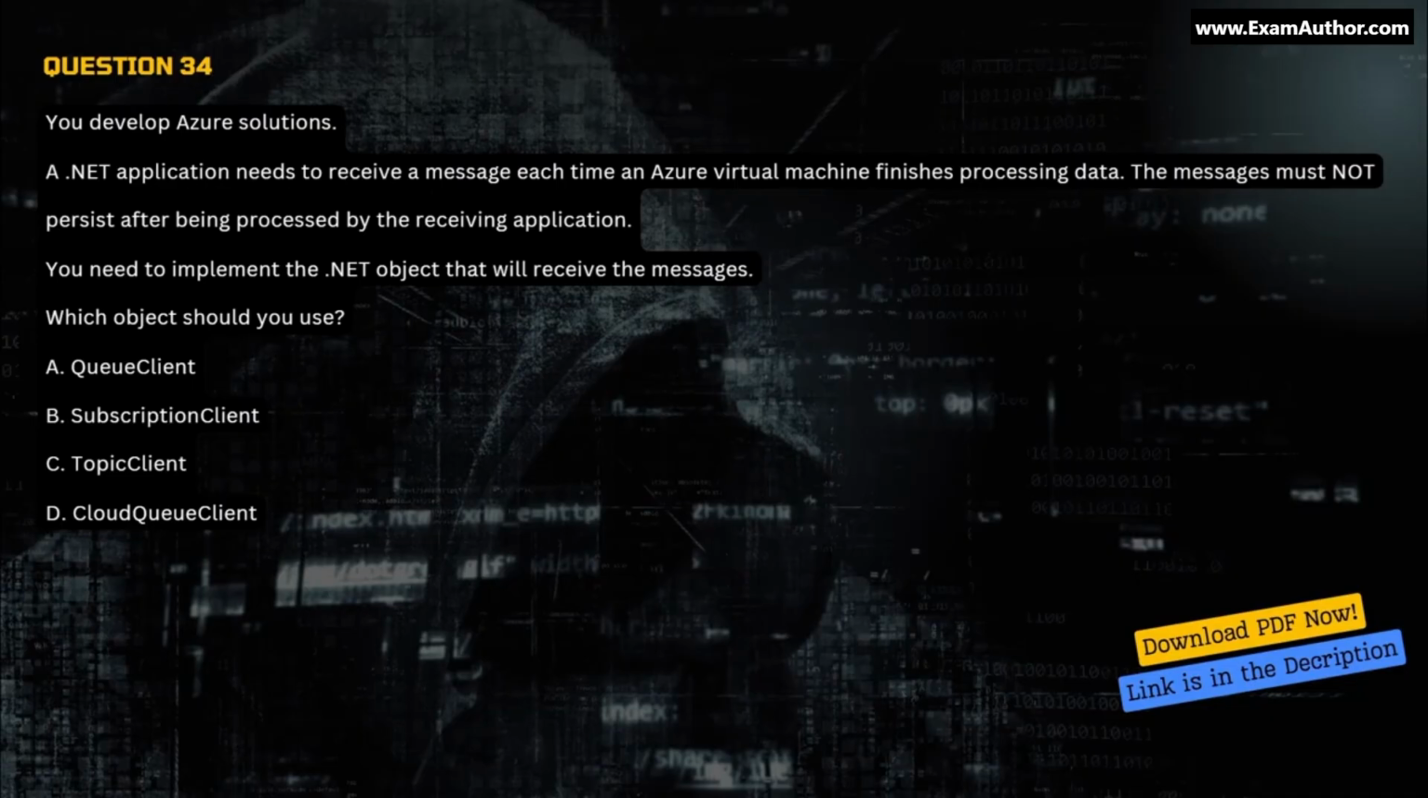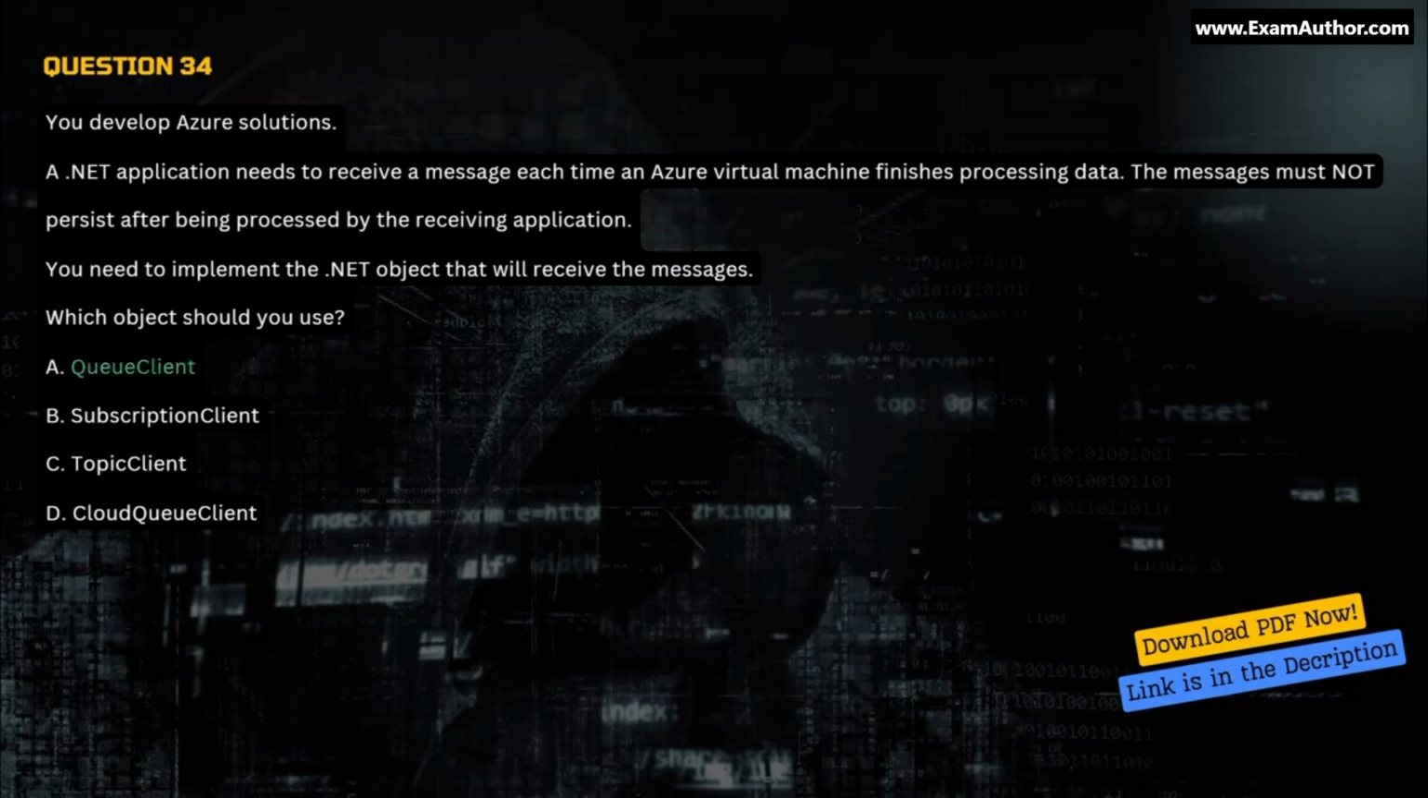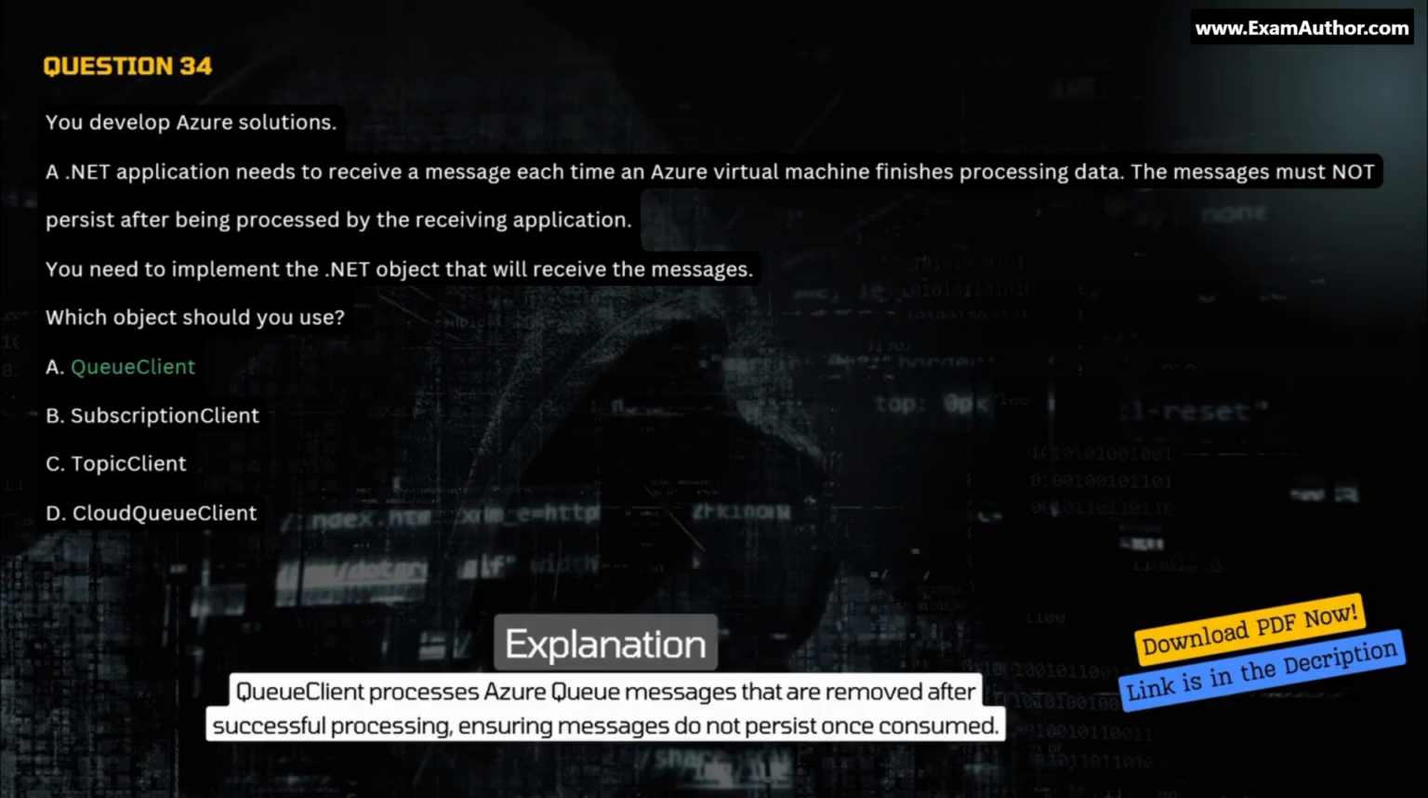A. Queue client. B. Subscription client. C. Topic client. D. Cloud queue client. Correct answer A. Queue client. Explanation. Queue client processes Azure queue messages that are removed after successful processing, ensuring messages do not persist once consumed.